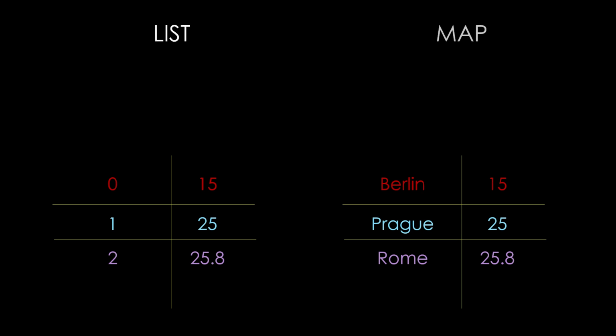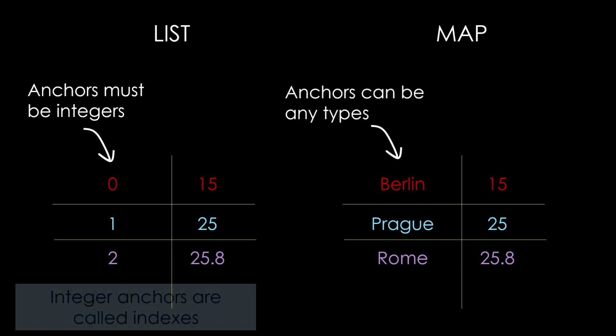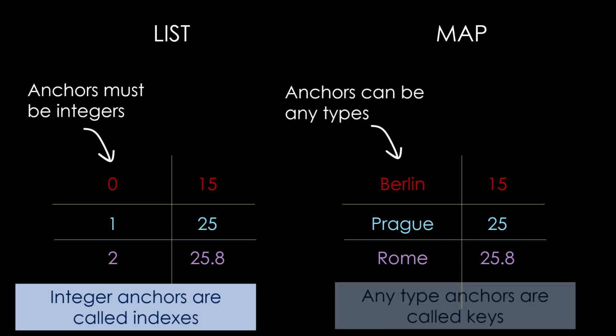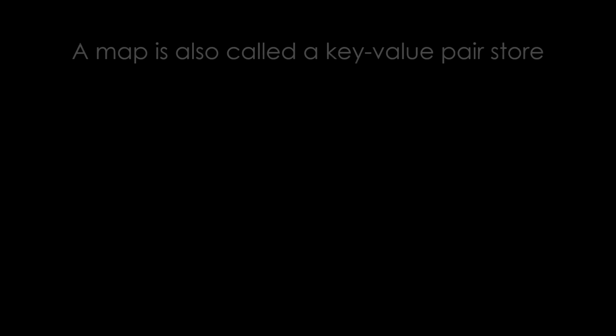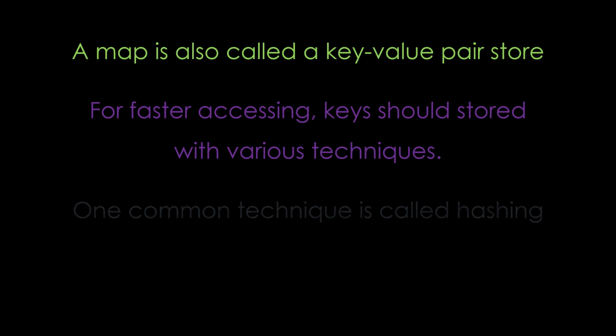But in a list, indexes can only be integers, whereas in a map, they can be any data type: string, integer, boolean, etc. When anchoring items can be any data type and not restricted to integers alone, they are also called keys. So in the ongoing example, each city is a key and the corresponding max temperature will be the value for the key. This is why a map is often called a key value pair store.